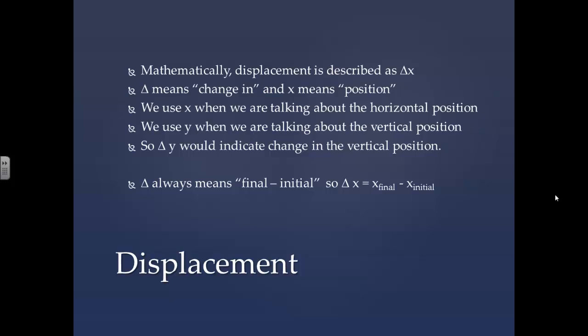Mathematically, displacement is described as delta x. Delta means change in, and x means position. We use x when we're talking about the horizontal position. We use y when we're talking about the vertical position. So delta y would indicate change in the vertical position. Delta always means final minus initial. So delta x is x final minus x initial, the final position minus the initial position.